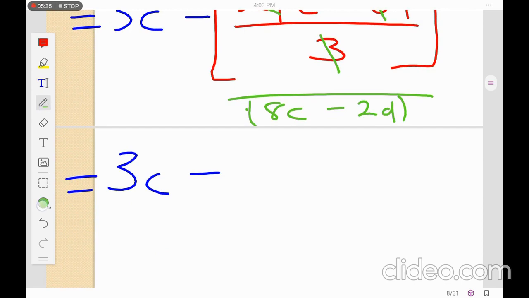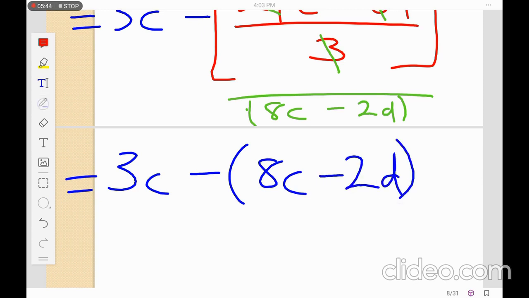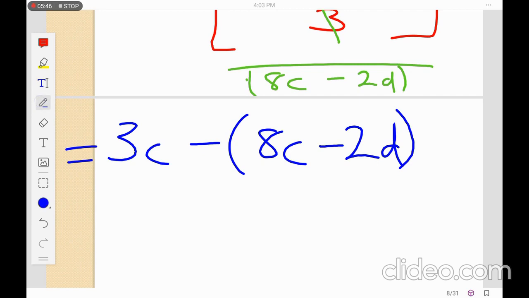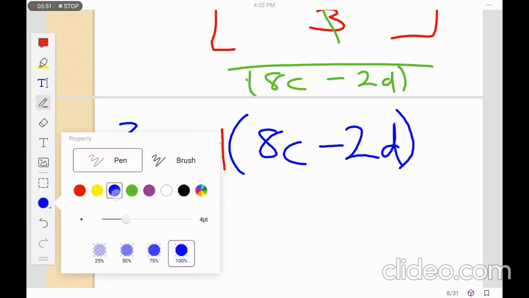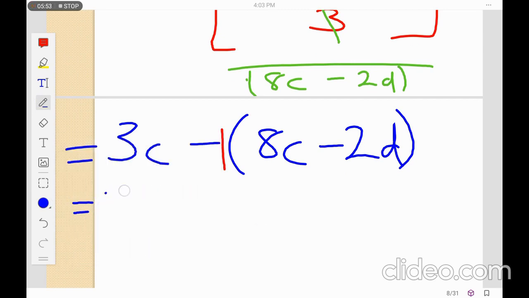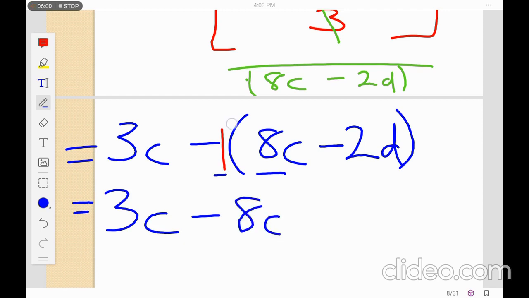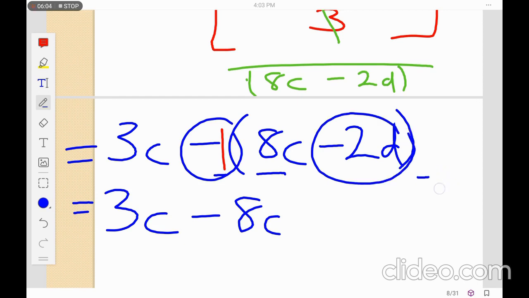So I have 3c minus bracket 8c minus 2d. Okay, like that. Now let's remove the bracket. When removing the bracket, it is as good as we've got 1 here. So we'll be like multiplying by 1 that is outside. So I have 3c minus 1 times 8c, we get minus 8c. Then minus 1 times minus 2d, that's minus times minus, we get a plus. So I'll have plus 2d there.